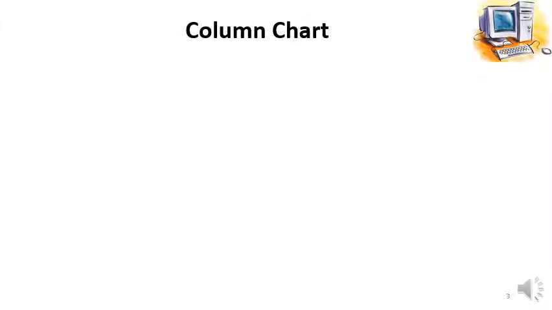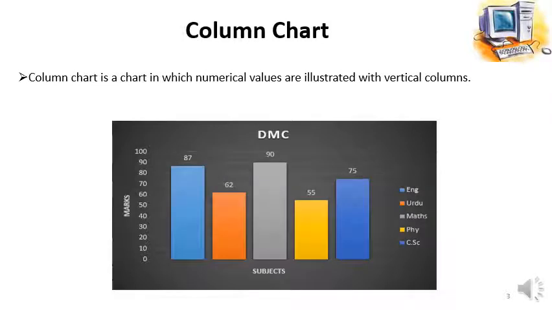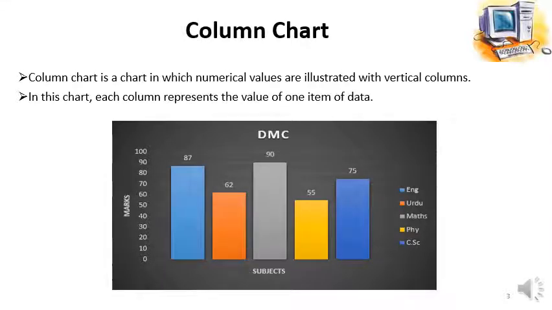Okay, first of all, column chart. A column chart is a chart in which numerical values are represented with vertical columns. In this chart, each column represents the value of one item of data.